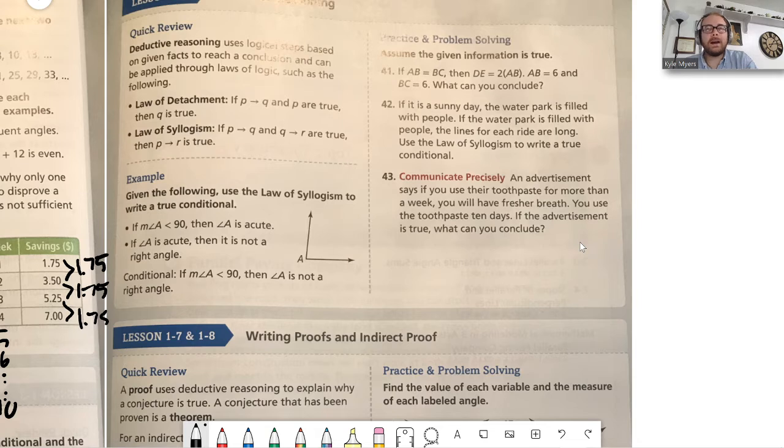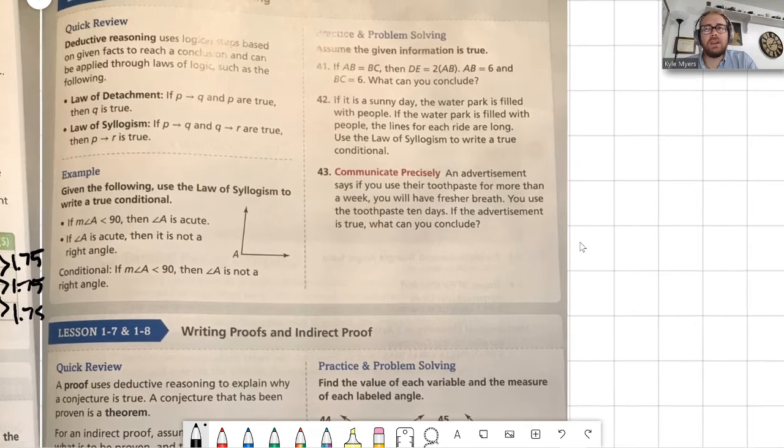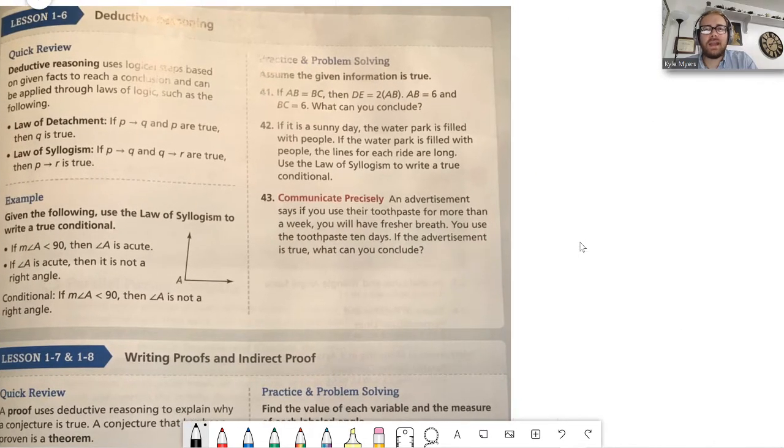So anyways, let's go ahead and dive into number 41 here, now that we've got the vocab out of the way. If AB equals BC, then DE equals 2AB. Okay, so AB equals 6, and BC equals 6. What can you conclude? Okay, and we assume the given information is true. That's the prefix or the subheading there. So, okay, AB equals BC. Let's just write this out here. AB equals BC. AB equals 6.